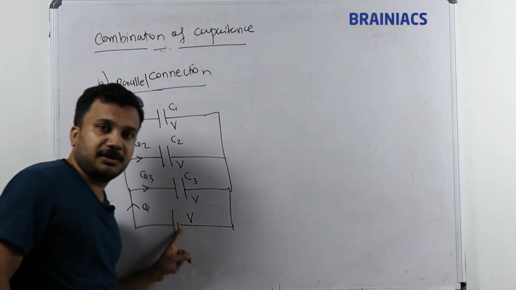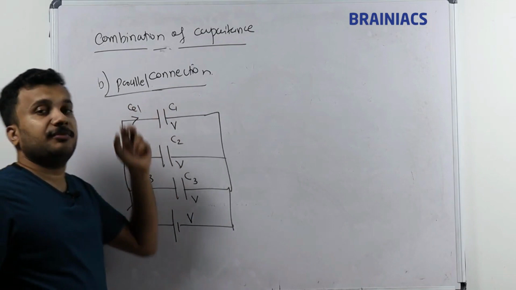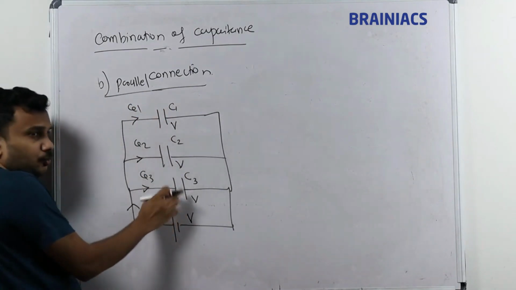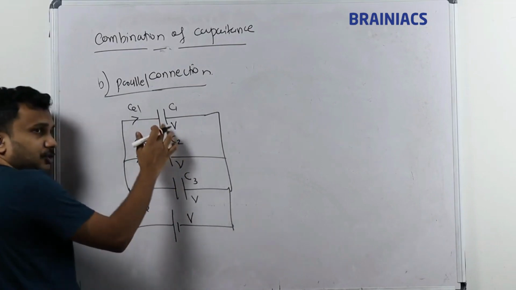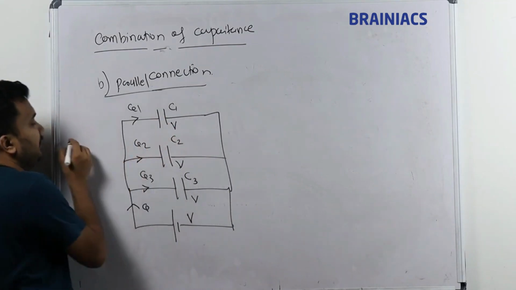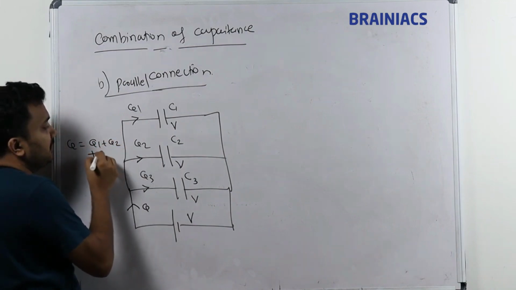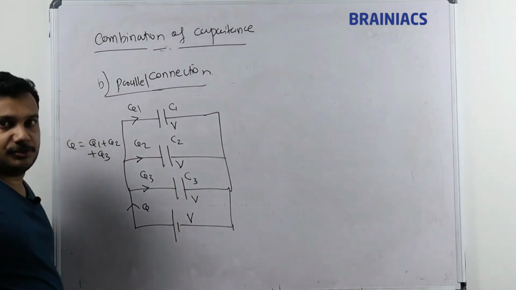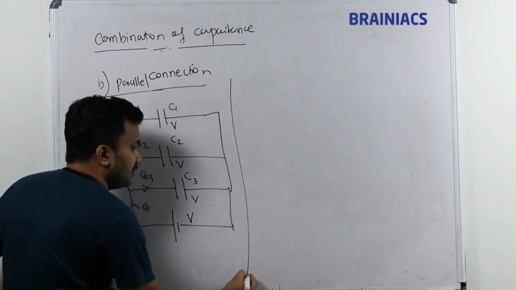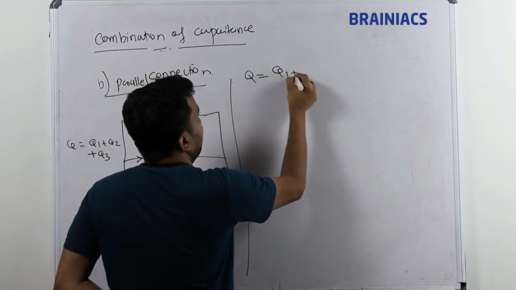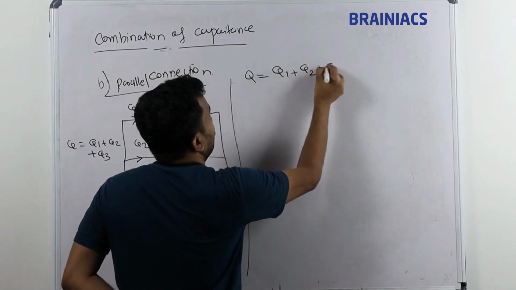I am giving V voltage and I am getting V voltage throughout. I am giving Q amount of charge, but here it is not Q, here it is not Q, here it is not Q. The Q is split. So I can say Q is equal to Q1 plus Q2 plus Q3. Based on that concept, we are moving forward.